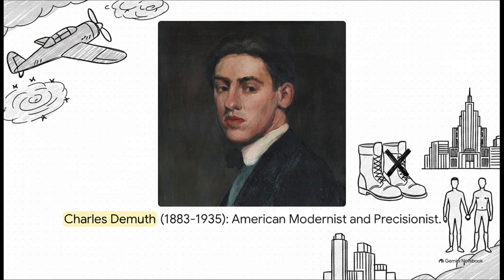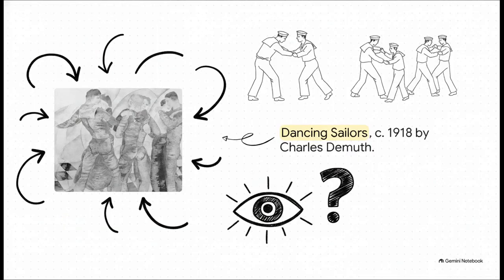Against that intense backdrop, Demuth privately painted scenes from the vibrant gay subculture of the Jazz Age, specifically focusing on underground bars in New York City. Which brings us to this piece, his private 1918 watercolor, Dancing Sailors. Look really closely at the screen. What story is this arrangement trying to tell us?